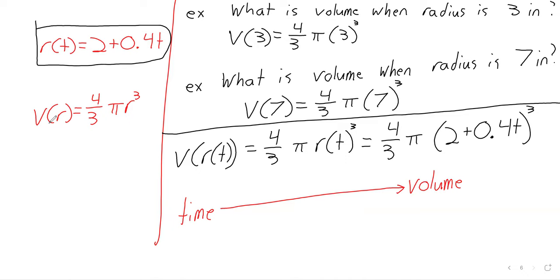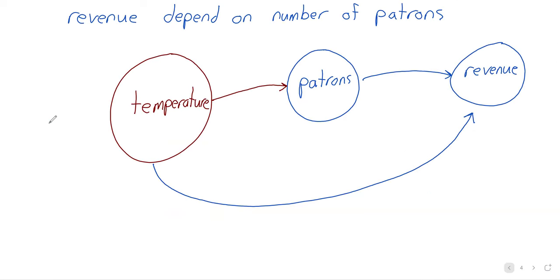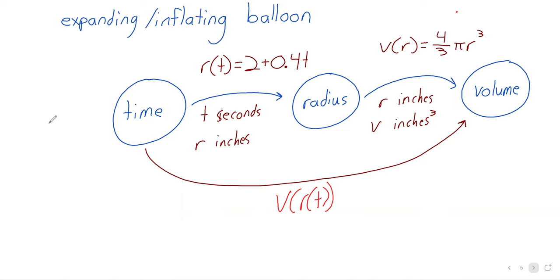Then we can do this even if our functions are a little more complex. So let's look at this example. The revenue, the temperature to patrons to revenue example.